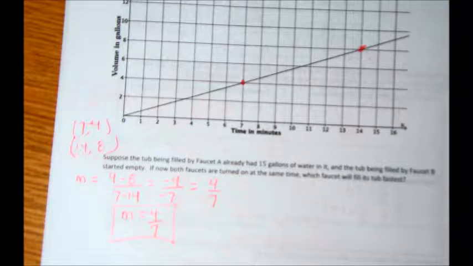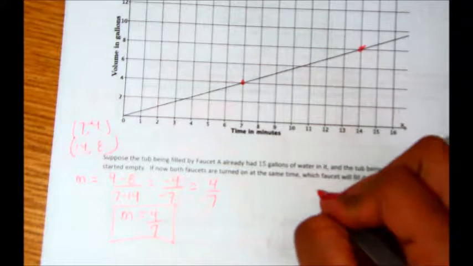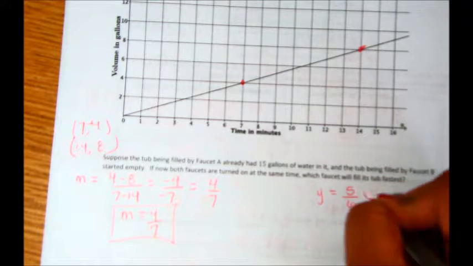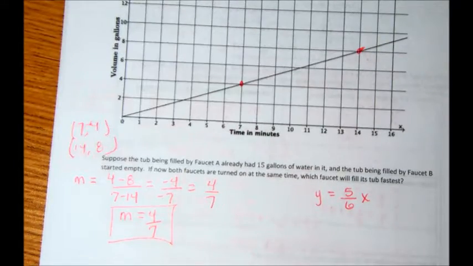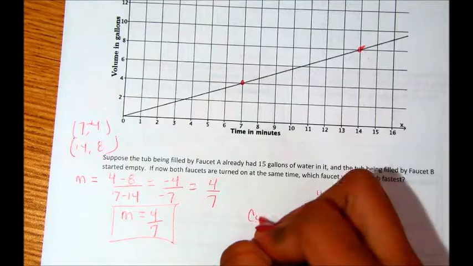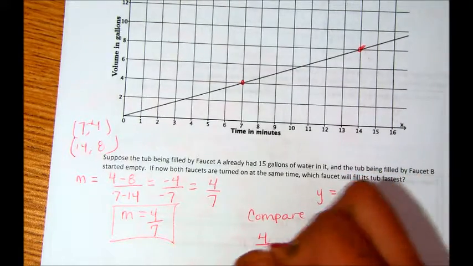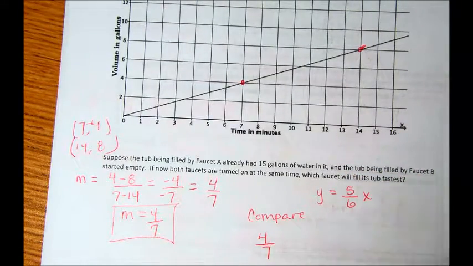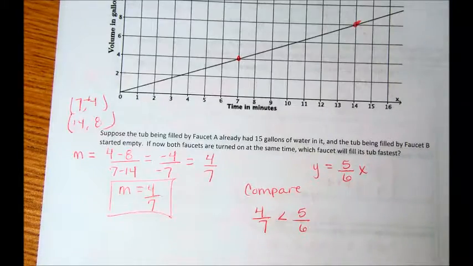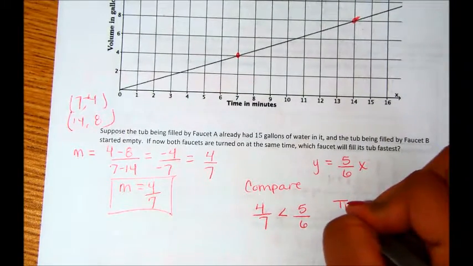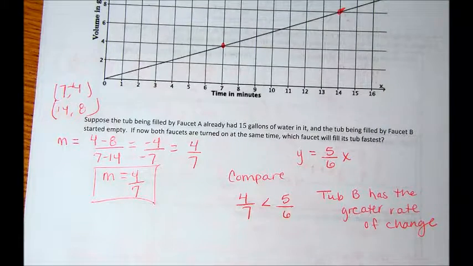Now that I know the slope of the graph, I can use the equation given for tub B, which is y equals 5 over 6 x. Identify its rate of change. What's the rate of change for tub B? My rate of change is 5 over 6. So I'm going to compare the slopes. Is 4 over 7 greater than, less than, or equal to 5 over 6? 4 over 7 is less than 5 over 6. Therefore, tub B has a greater rate of change. All right, I've answered the first question. The faucet for tub B has a faster flow of water.